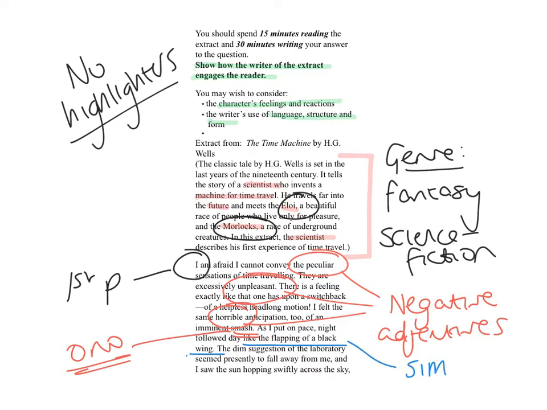And remember, you should never write out the language features in full. It's a waste of time. Simile, that's grand. So night followed day like the flapping of a black wing. That word black, of course, forebodes danger. The sense that he's heading for something impenetrable, something where he can't see clearly. And it also enforces his increasing speed, creates a sense of a frantic hurry and the disorientation that the speaker is experiencing.